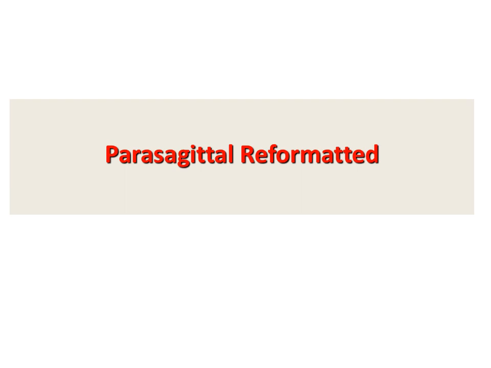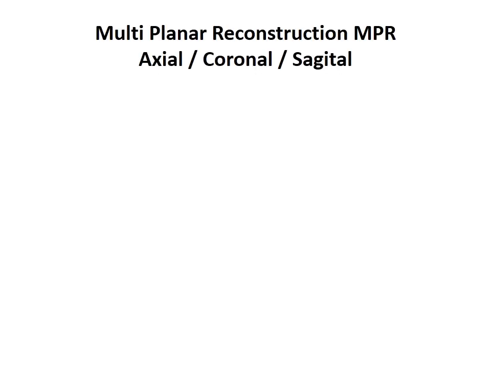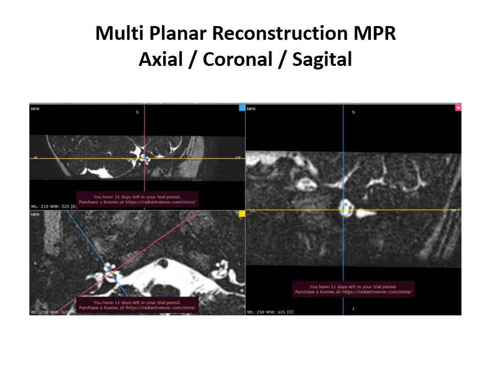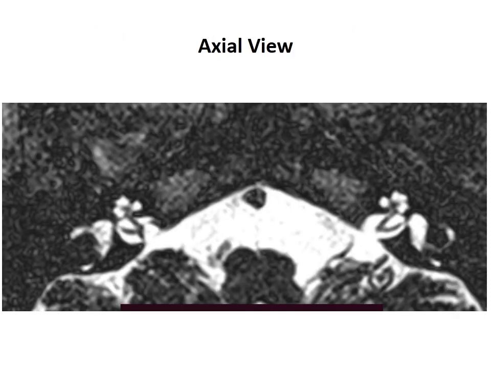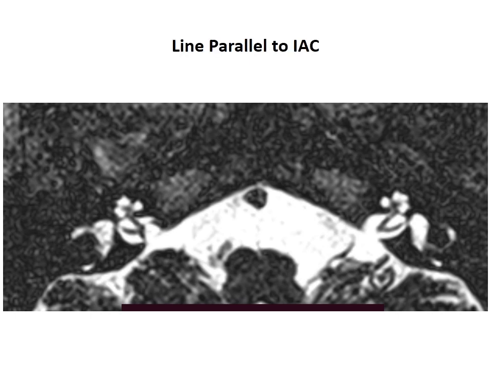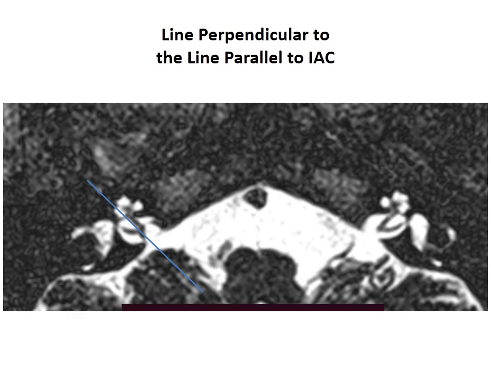The first one is the parasagittal reformatted. When you are in the multiplanar reconstruction mode, you look at your screen, you will find three different sections: one axial, one coronal, one sagittal. We usually go for the sagittal. We draw a line parallel to the internal auditory canal, and then we draw a line perpendicular to the line parallel to the internal auditory canal. So a line which will be perpendicular to the internal auditory canal.